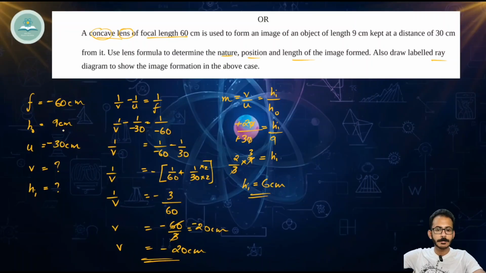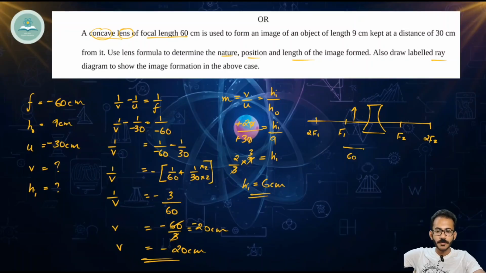To draw the ray diagram, let's analyze the question once again. It's a concave lens. So let me draw the concave lens here. We have the concave lens, the principal axis. Now the focal length is 60. So when we mark here, this is 60, and double of that is 120. And now our object distance is 30. So our object will come somewhere here. It's not even reaching our focal length.